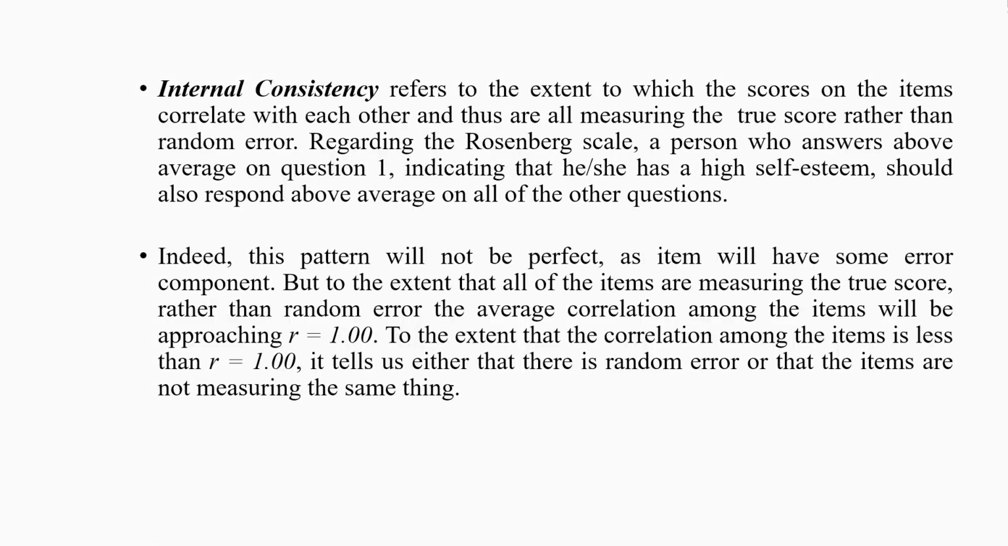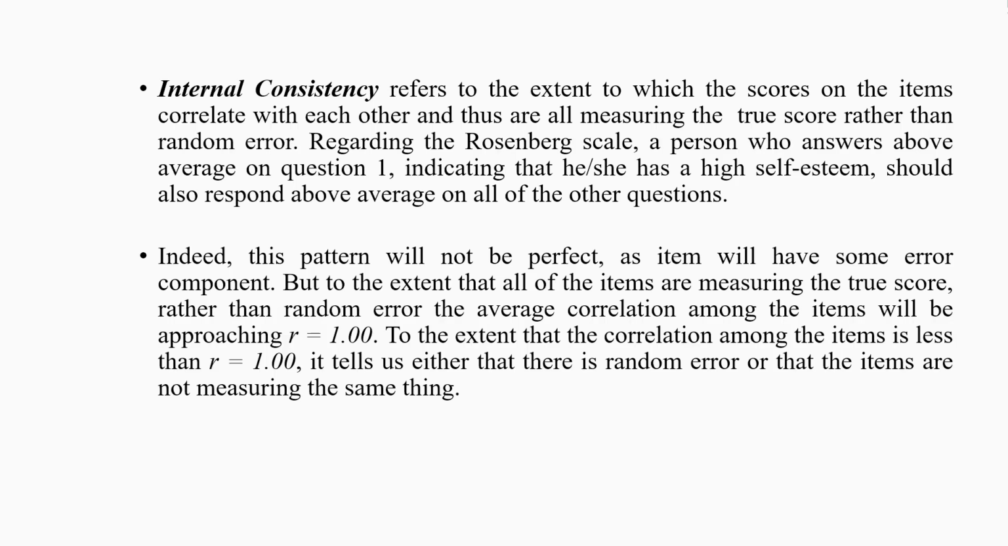Now, internal consistency in this case refers to the extent to which the scores on the items correlate with each other and thus are all measuring the same true score rather than being affected much by the random error. Regarding this scale, a person who answers, let us say, above average on question number 1, which measures one aspect of self-esteem, indicating that he or she has a high self-esteem, should also answer above average on all the other questions, because they are also measuring self-esteem. In that sense, these responses among these different items must be expected to be correlated.